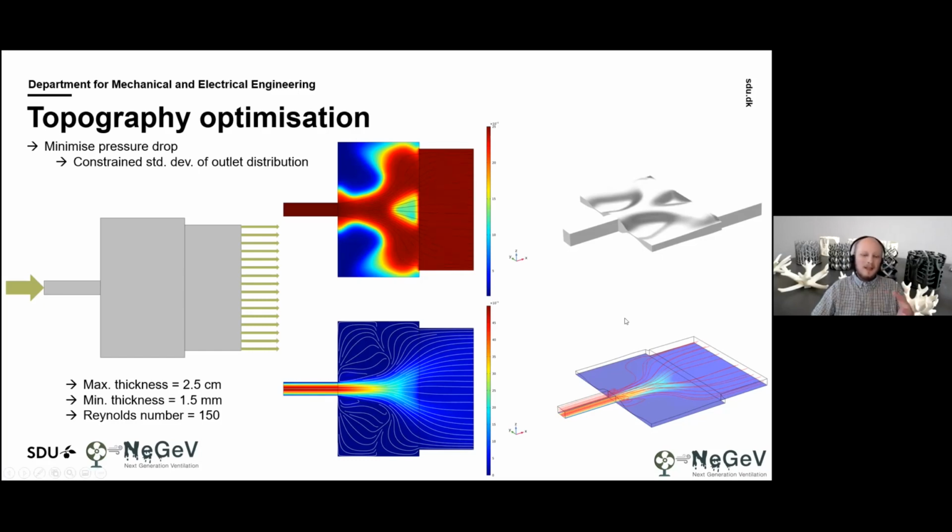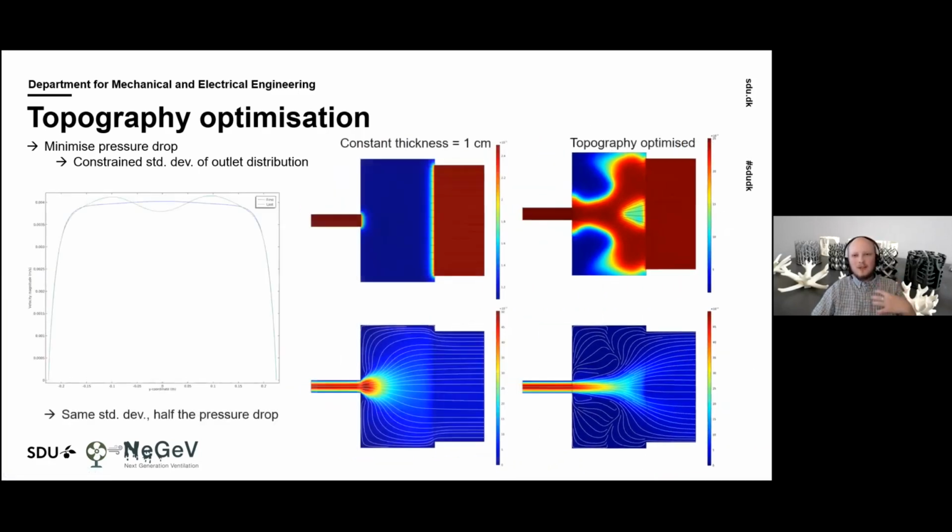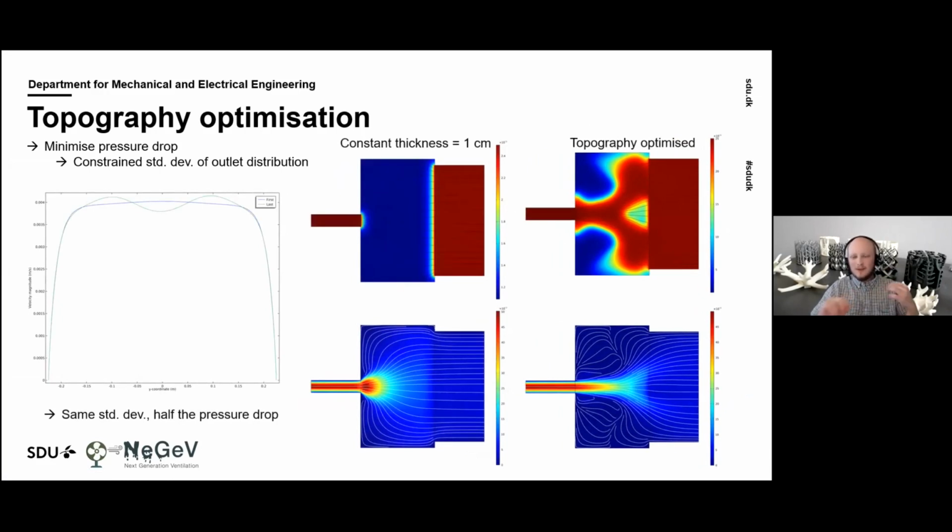If we compare this to just having a constant thickness of 1 centimeter of the fluid layer, so having a relatively small thickness in itself, this resistance that it gives helps to distribute the flow more evenly. We see the blue line here. The green line is the optimized field. We have a significantly lower pressure drop at more or less the same standard deviation as the constant thickness plate. So this topography change really does make a difference.